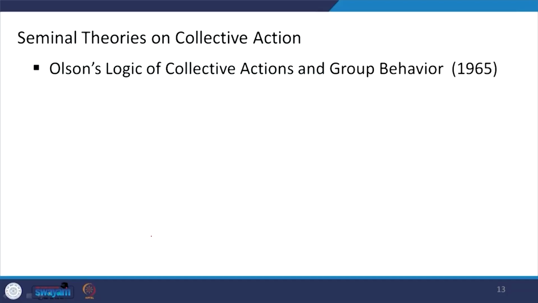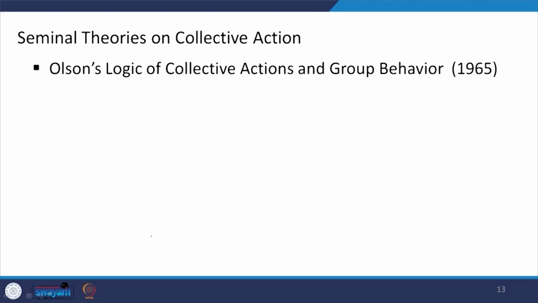Based on this, in this module we will be discussing seminal theories on collective action, the first of the kind, propounded by Olson in 1965, that is The Logic of Collective Action and group behavior, which we will discuss in the next class. And apart from this, the second one is the case of the conservation and management of the commons, which raises questions on state interventions, and which is actually advocating for the privatization of these commons or common property resources.